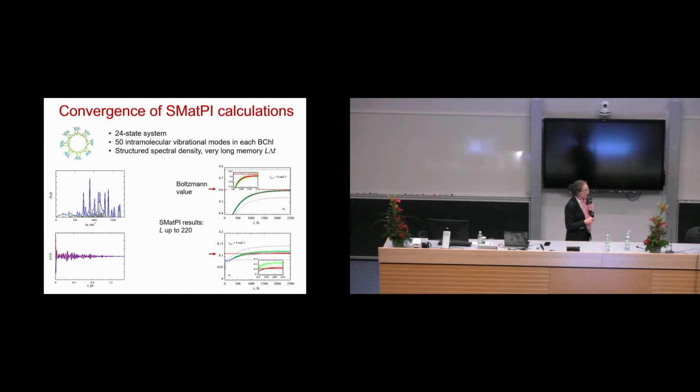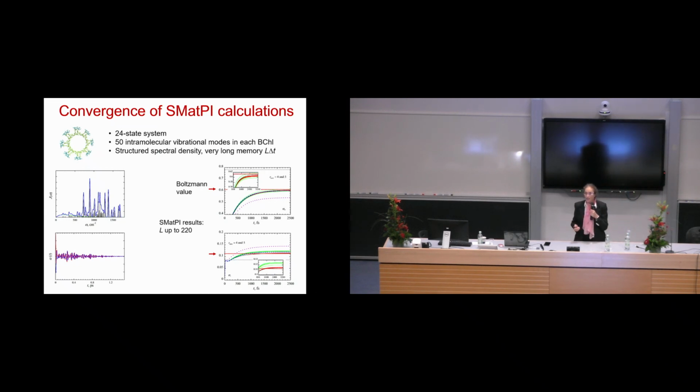So here's the spectral density. And those of you who do dynamics know that when we have a lot of peaks in the spectral density, we get a very long memory. And we have a lot of peaks here. And here is the memory kernel. And this time scale here is 1.5 picoseconds. The memory lasts 1.5 picoseconds.